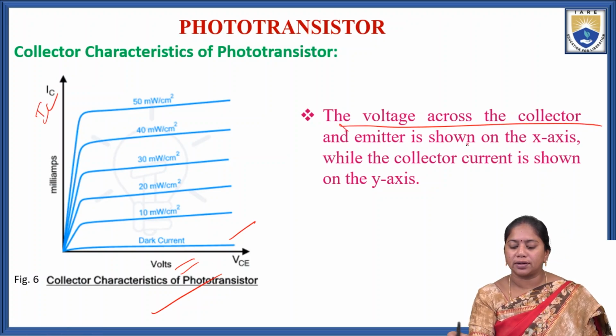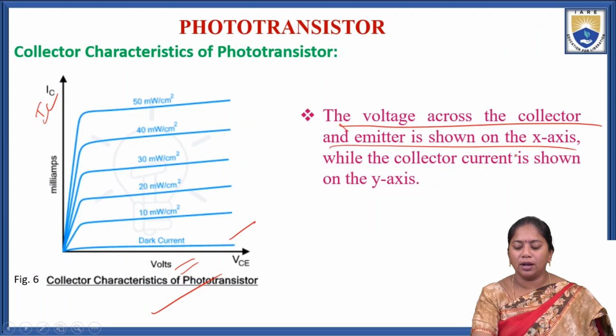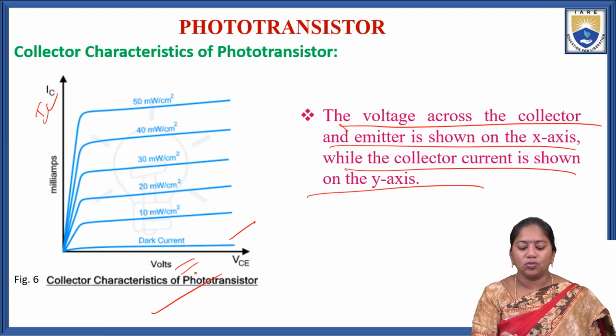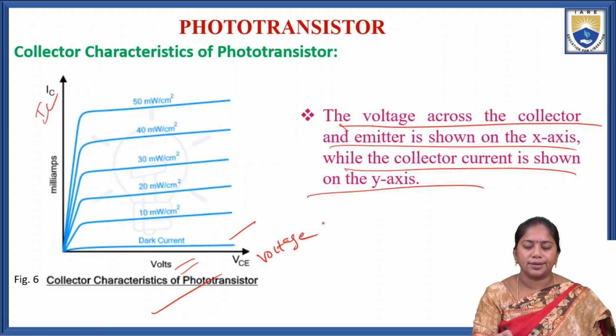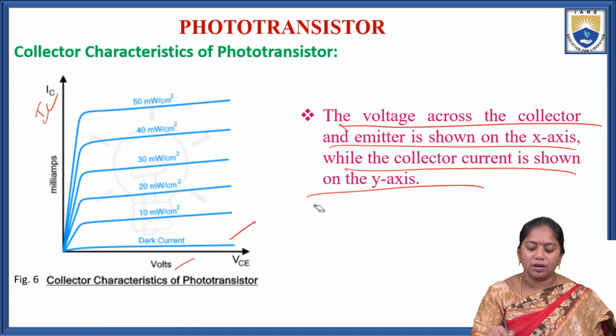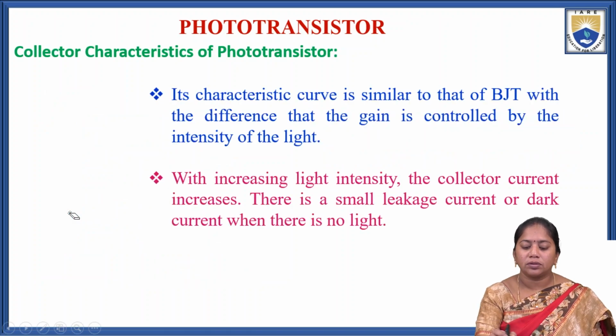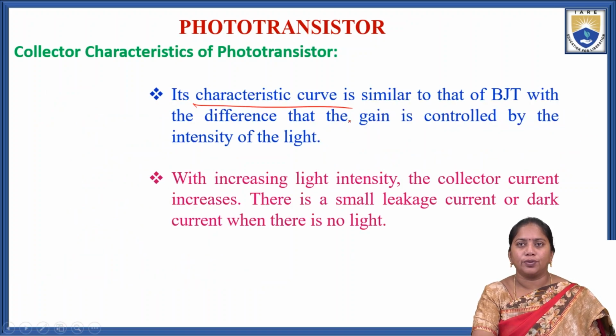The voltage across the collector and emitter is shown on the x-axis, while the collector current is shown on the y-axis. So on the x-axis we are taking the voltage, on the y-axis we are taking the current. This is the graph between the voltage and the current, the collector characteristics of the phototransistor.